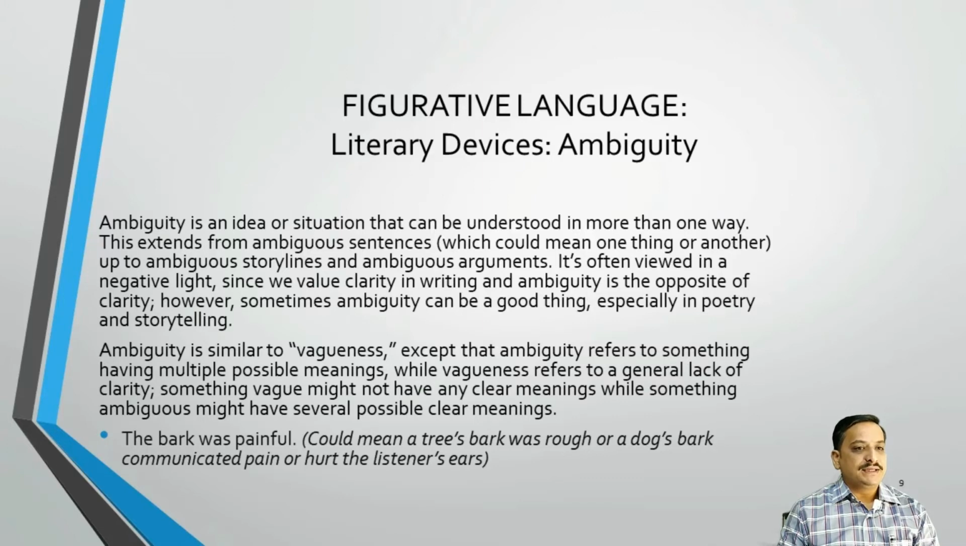Ambiguity is similar to vagueness, except that ambiguity refers to something having multiple possible meanings, and vagueness refers to a general lack of clarity. Something vague might not have any clear meanings, while something ambiguous might have several possible clear meanings. An example of ambiguity would be the sentence, "The bark was painful." Here in this sentence, bark could mean a tree's bark was rough, or it could also refer to a dog's bark communicated pain or hurt the listener's ear.